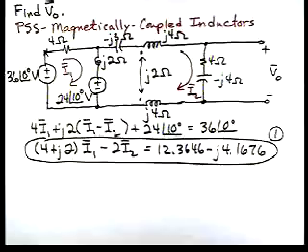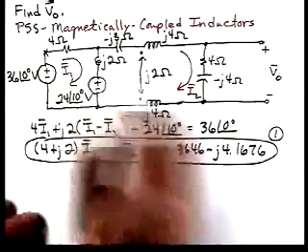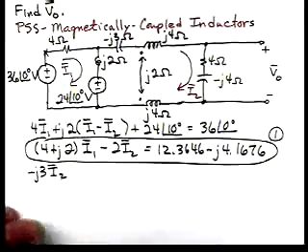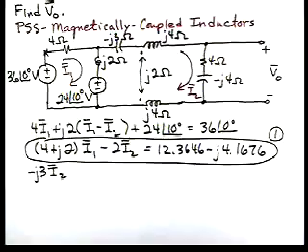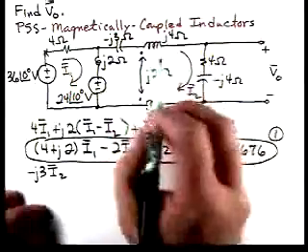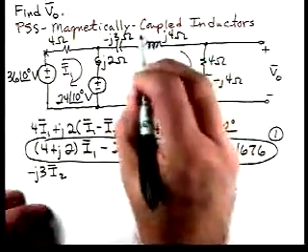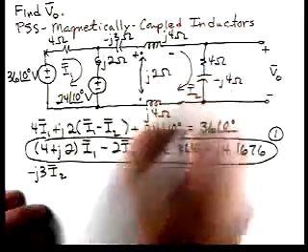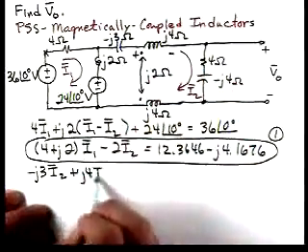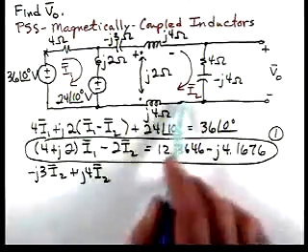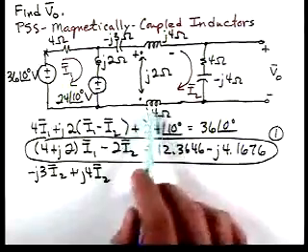Now let's go through the second mesh. If we start here and go around, we'll have minus j3 I2. Now we'll have two terms for this inductor. One is just due to the current I2 flowing through this coil, and that voltage polarity is going to be plus to minus, so we'll have j4 I2. But now we also have current flowing through this other coil. It's also I2. They're coupled.